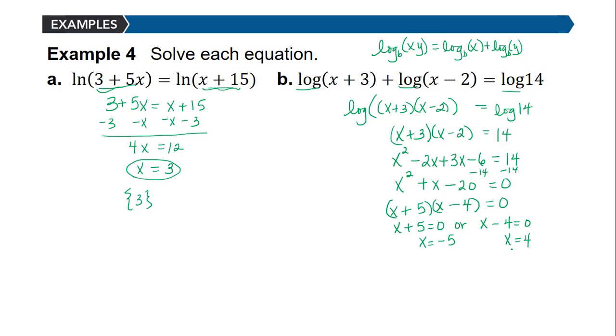Now before we can write our solution set, we need to examine whether or not these values make the arguments 0 or negative. If we replace x with negative 5, notice that negative 5 plus 3 is negative 2, so that makes that log expression undefined, so I need to exclude this extraneous solution. If I substitute 4 for x, 4 plus 3 is fine, 4 minus 2 is fine, so 4 is our solution.